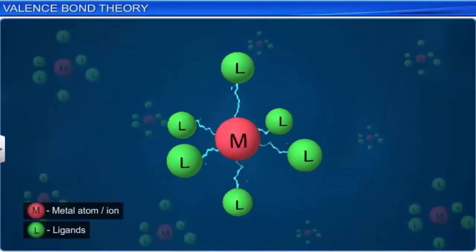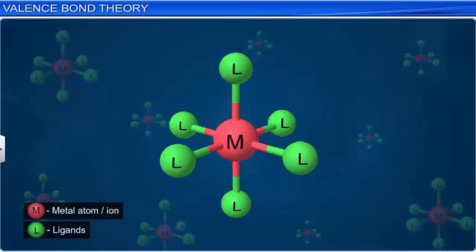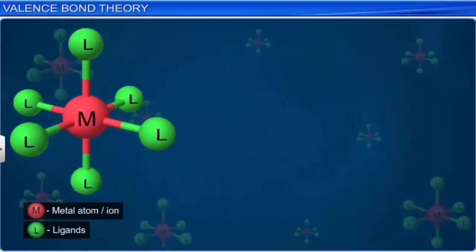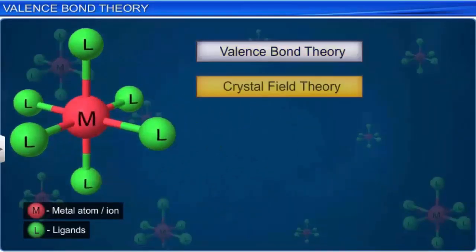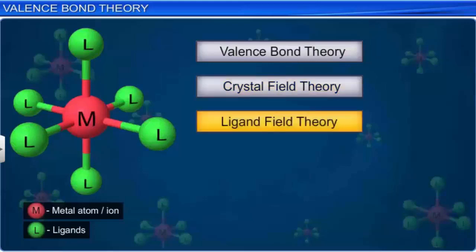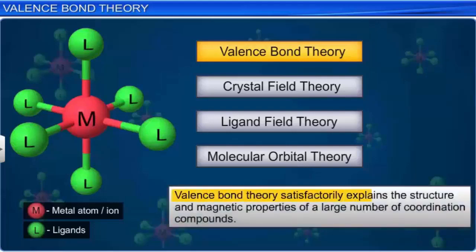Various theories were proposed to explain the behavior of the coordination complexes. Among them, Werner's theory, valence bond theory, crystal field theory, ligand field theory, and molecular orbital theory are some of the theories which are helpful in explaining the behavior of the coordination complexes. Today let us study valence bond theory.